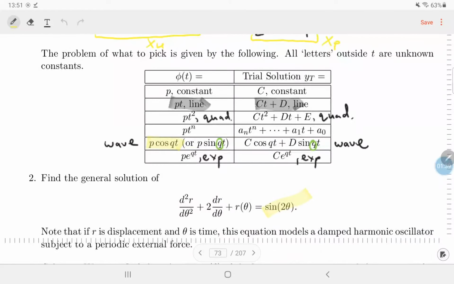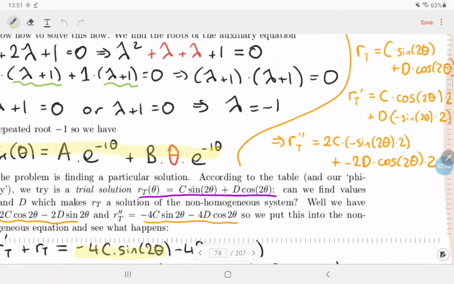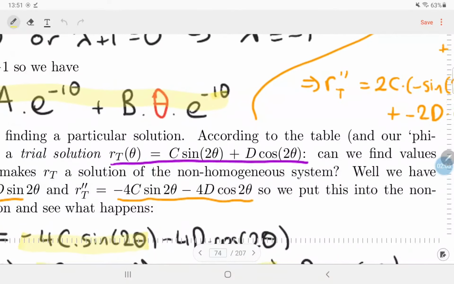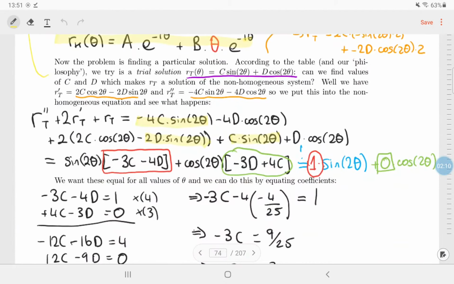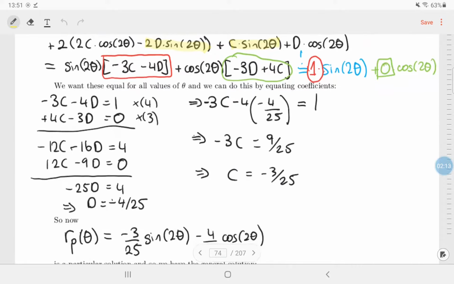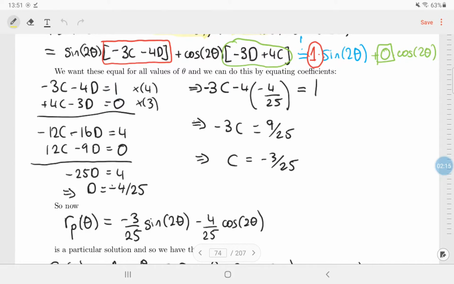How you do that is you use this table. It's nice for you, it's an open book, you don't have to learn this off, you can just use this. If you look at the one here, the sine 2 theta, it's a wave. So you should try something that looks like a wave, with the same angular frequency. So the 2 theta should be 2 theta, but you'll need a cos and a sine, as we spoke about the last day. So we try this purple thing, and we force that into the differential equation, the blue thing up the top. We find that it works if c is minus 3 over 25 and d is minus 4 over 25.